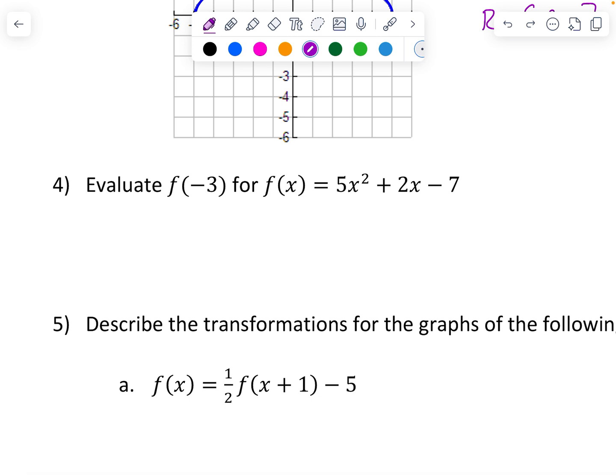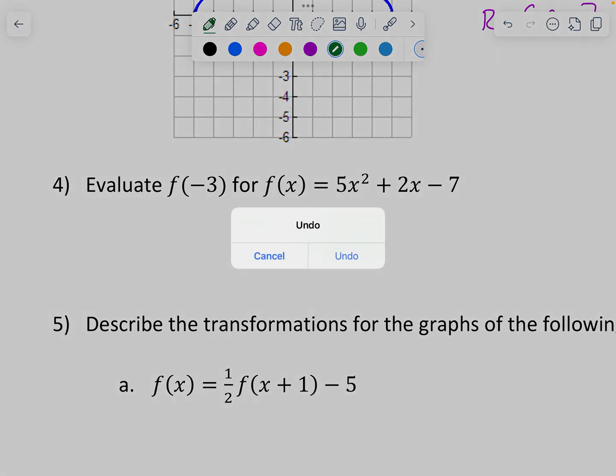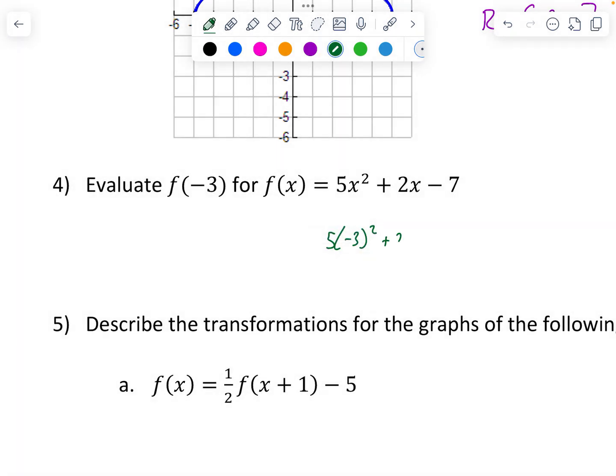All right, evaluate f of negative 3. This means we plug in negative 3 for x. You've got to be careful with the negative here because this is negative 3 squared, which means negative 3 times negative 3. And then plus 2 times negative 3 minus 7. So negative 3 times negative 3 is positive 9, and then 9 times 5 is 45.